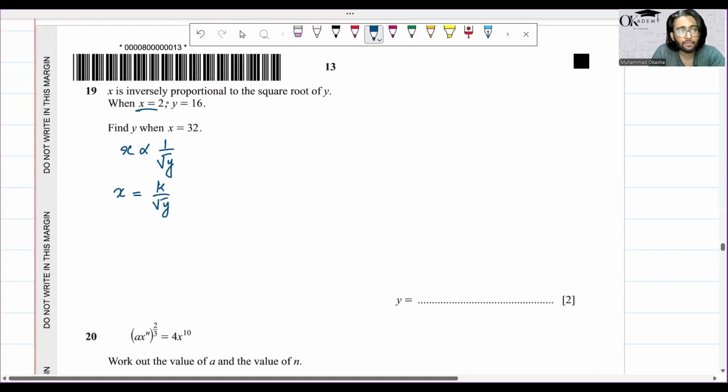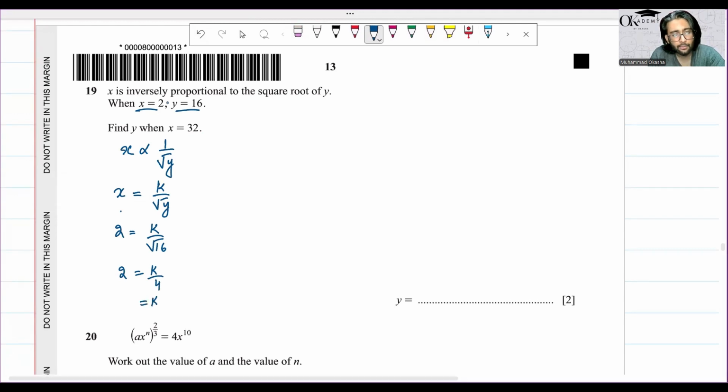So you put in the values to find out the value of k. When x is equal to 2, y is equal to 16. So instead of x, I'm going to put 2. And the square root of y is the square root of 16, which we know 16 is a perfect square. So it's going to be 4. K divided by 4. K is equal to 8.